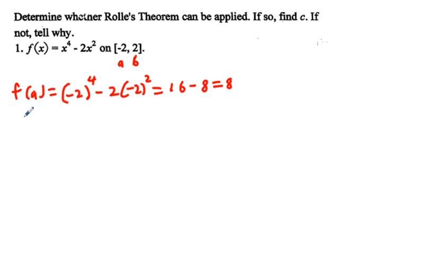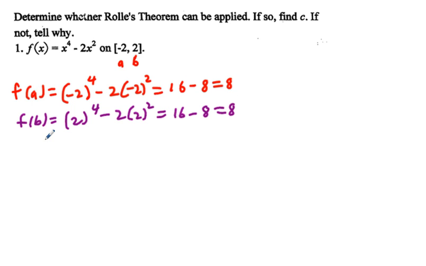Now for f of B, we're going to have 2 to the 4th power minus 2 times 2 squared, and that's likewise going to equal 16 minus 8, which equals 8. And so here we have f of A equals f of B, and so f of B equals f of A. Rolle's theorem applies.